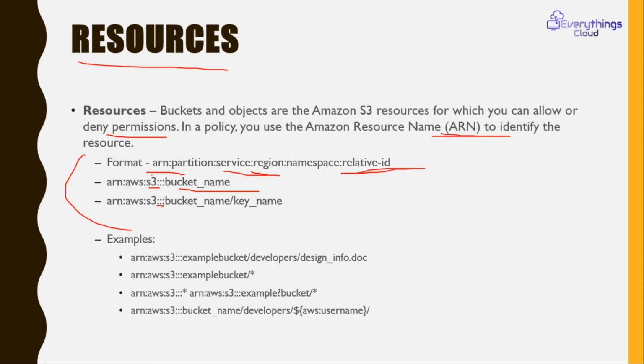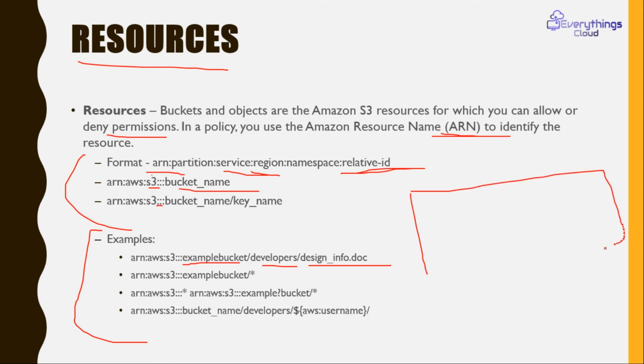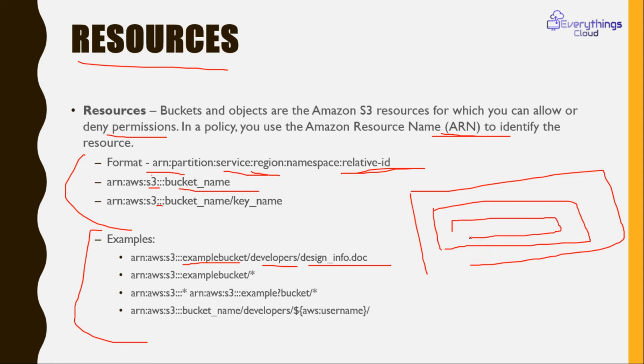Okay, so for this example, example bucket developer design, that means this is the example bucket having a developer folder and this design info document inside it. If you want to give the permission for this, you have to define it like this. Or in the second case, if you want to give the permission for the whole bucket which is example bucket, you can define it like this.